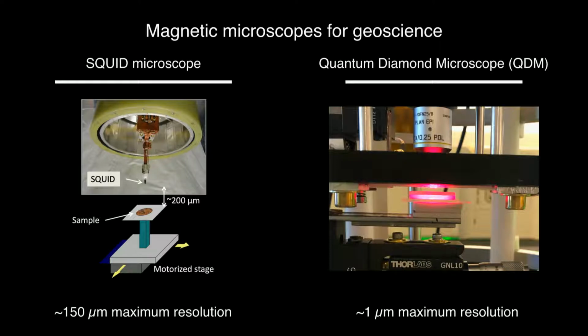The QDM is a solid state sensor. It's room temperature, so you can put the sample, which is on this little disc here, all the way up to the diamond, which is the sensing element. You can get resolutions down to about a micron, limited by the optical diffraction limit. So the resolution is very different.